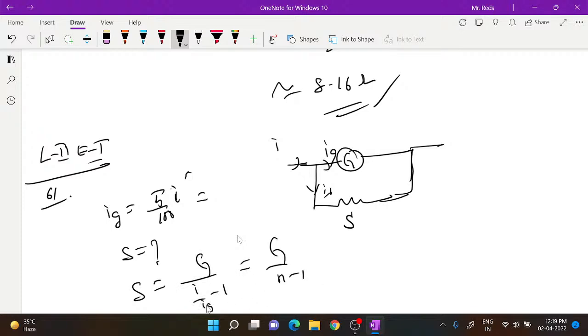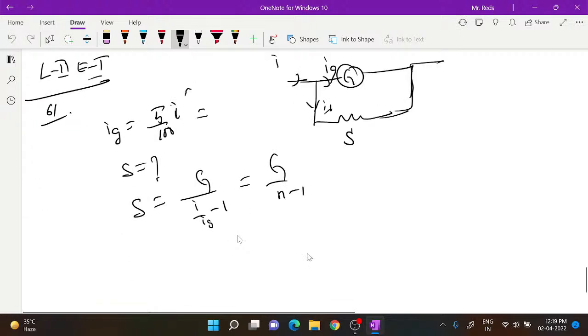Here actually the I and Ig relation is given. Directly I can use it, so no need to use the term n. So G by I by Ig. If you bring this Ig here, it becomes 100 by 5. So from this you can say I by Ig is equal to 100 by 5.